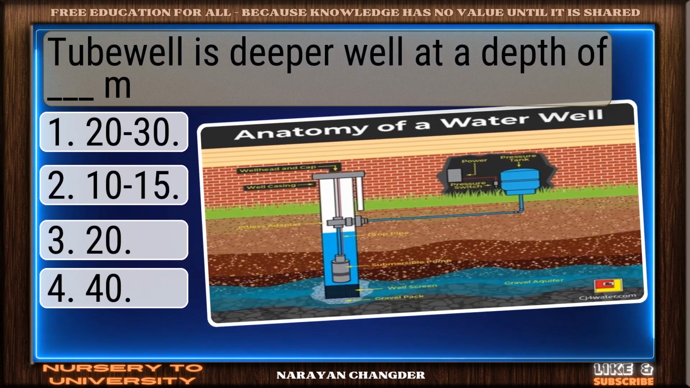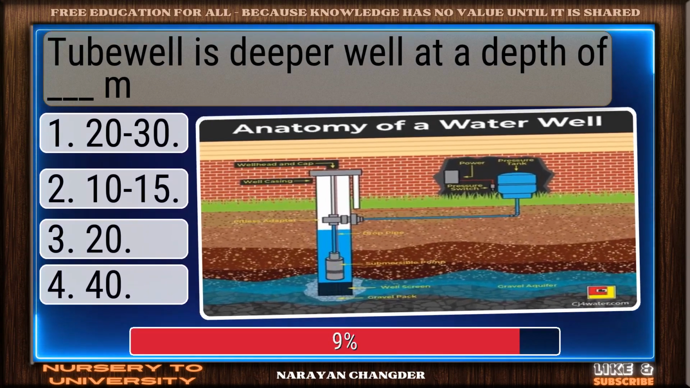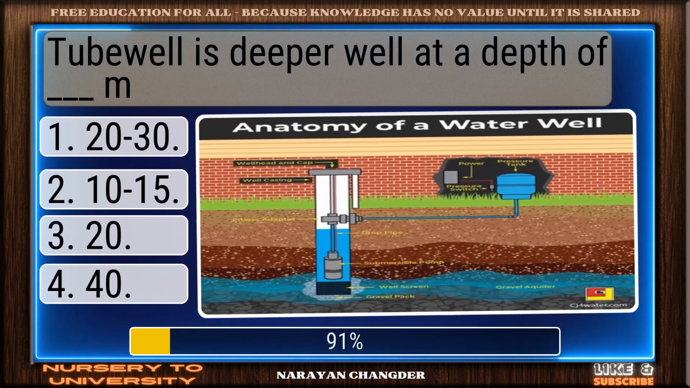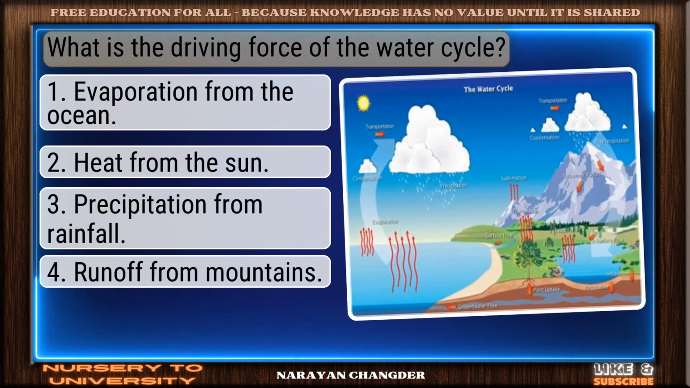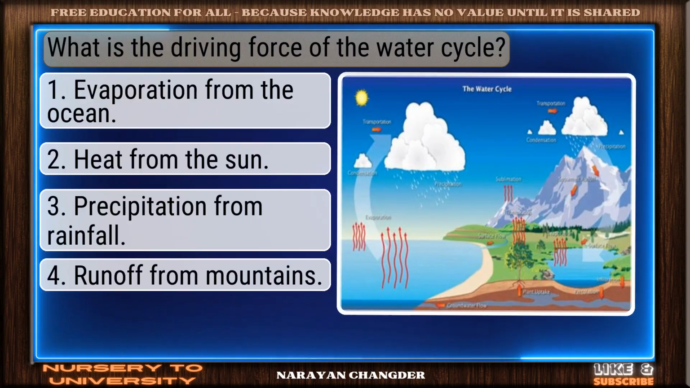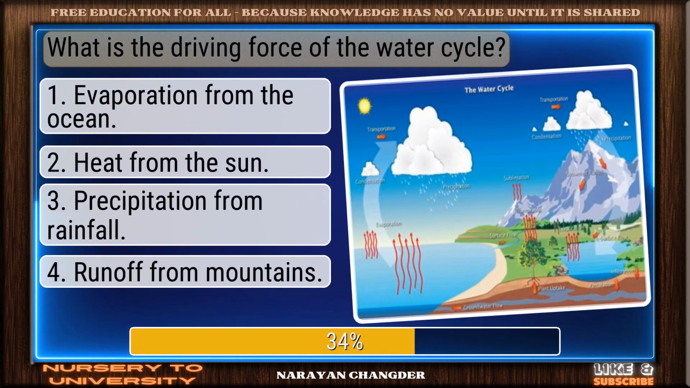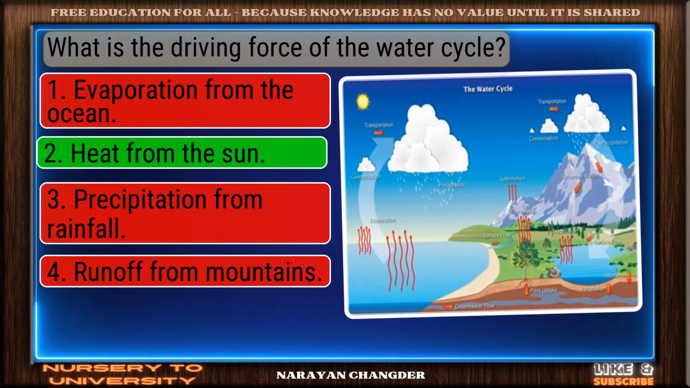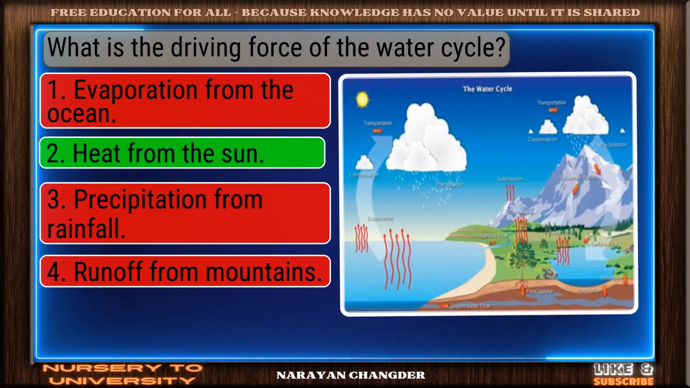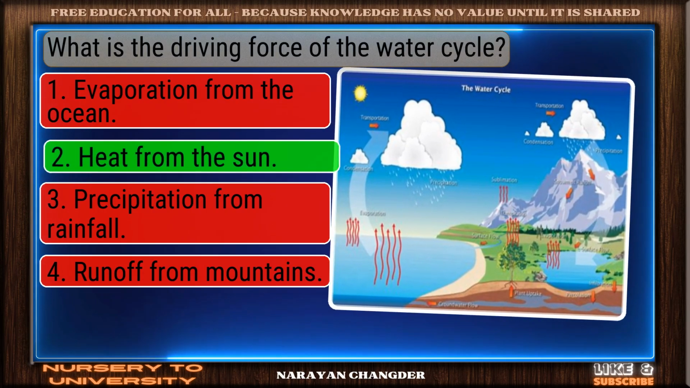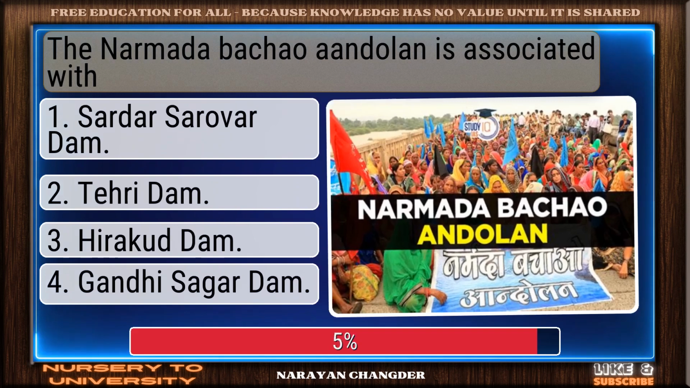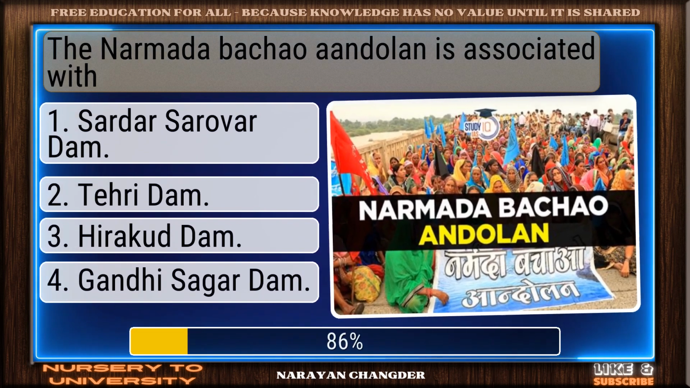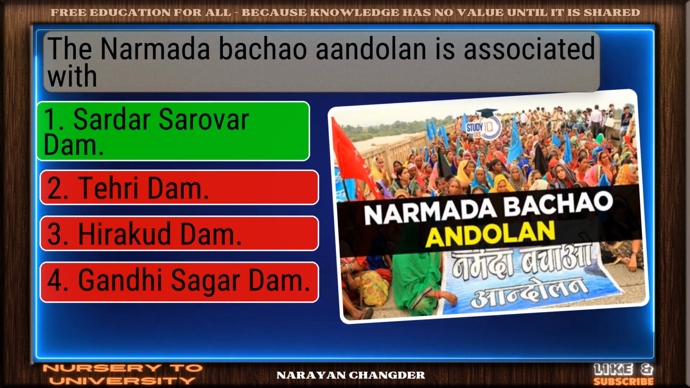Tube well is a deeper well at a depth of dash m. Good job. 2030 works well. What is the driving force of the water cycle? Smart pick. Heat from the sun is correct. The Narmada Bachao Andolan is associated with... Well done. Sardar Sarovar Dam is right.